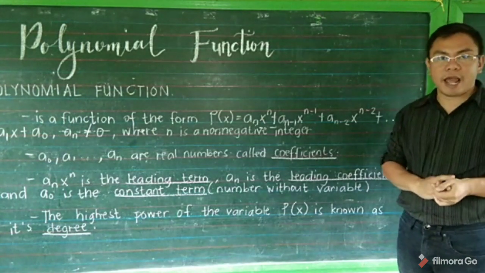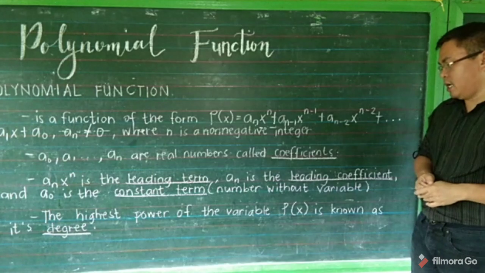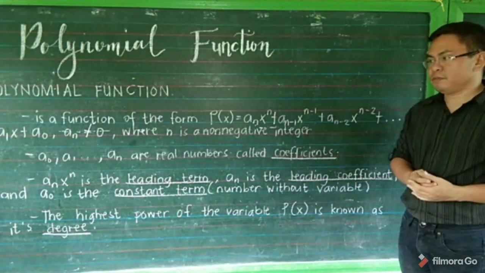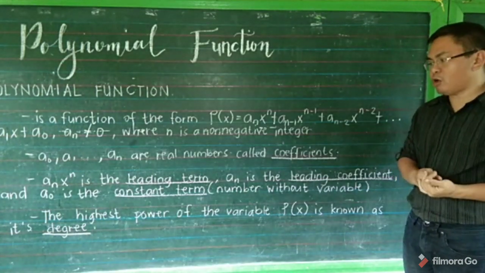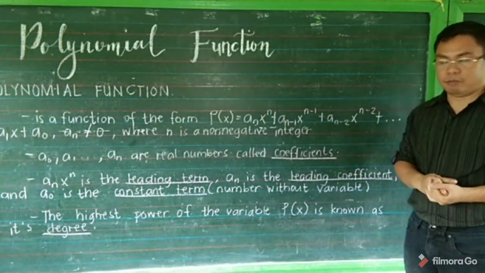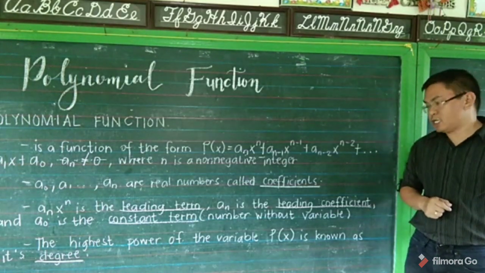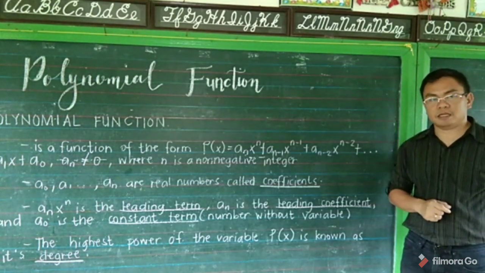Your a sub n, x to the exponent of n, is the leading term. A sub n is known as the leading coefficient, and a sub 0 is the constant term. So this is the number without a variable. The highest power of the variable in p of x is known as its degree.